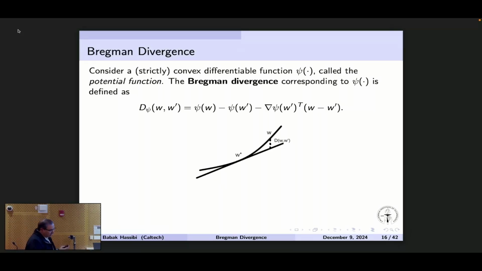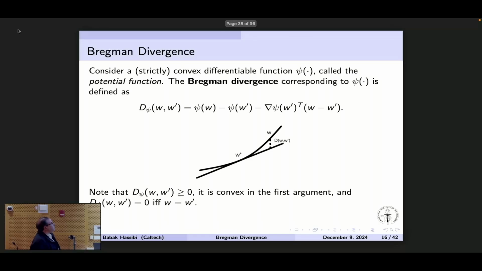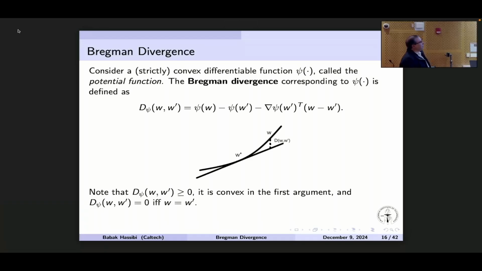Now, since this function is convex, the tangents are always below, so this quantity is always non-negative. So Bregman divergence is an immediate way where, if you give me a convex function, I can give you something that's always non-negative through this. And so this has nice properties. First of all, as I said, it's non-negative. If you're strictly convex, it's 0 if and only if the arguments match. So that's why I prefer things that are strictly convex, because I like this property.